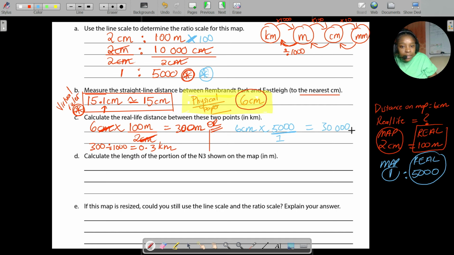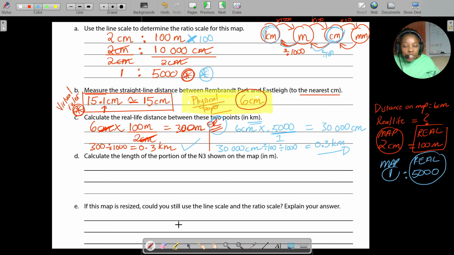You're getting 30,000 centimeters. But remember, they want our answers to be in kilometers, so you're going to take that 30,000 centimeters. How do you move from centimeters to kilometers? You're going to divide by 100, and divide by 1,000. It's the same as just dividing by 100,000. So your final answer is just 0.3 kilometers. Whether you want to do it like this or like that, it's the same thing.